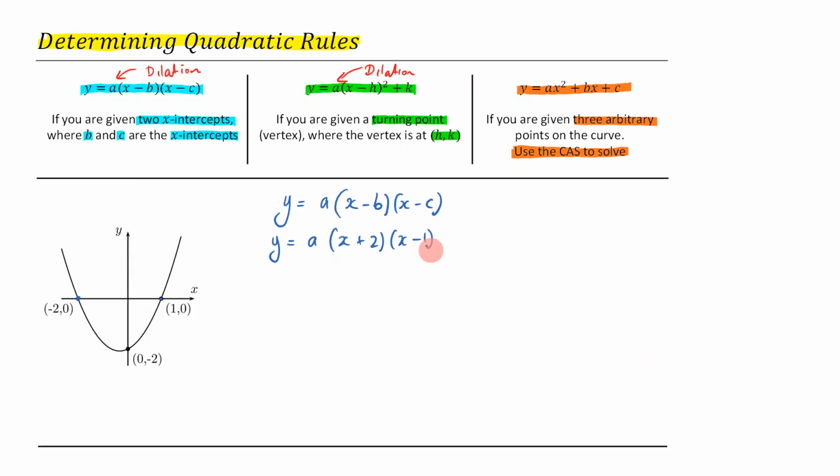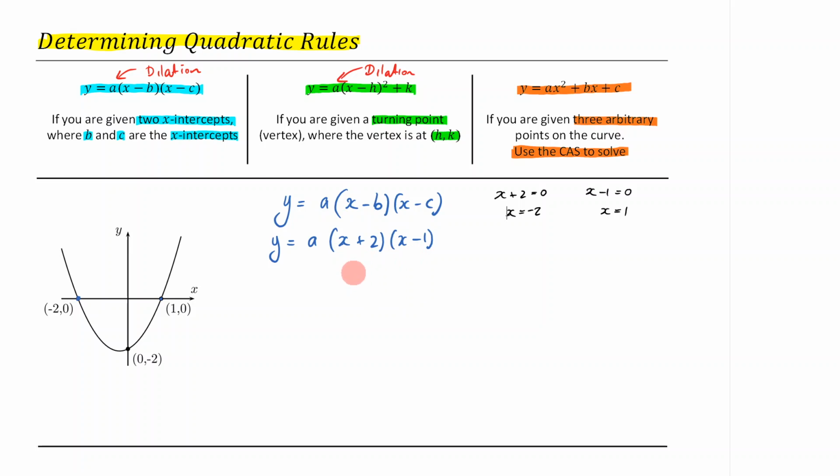Remember, you have to swap the sign of your x-intercepts, because if you were trying to solve for your x-intercepts by looking at this rule, remember what you would do here. Let me grab another color. You would take this x plus 2, set it equal to 0 and then solve for x. So x would be equal to negative 2, which is what you can see over here. Or for this one, you would take this, set it equal to 0 and then solve for x. So x is going to be equal to 1, as you can see here. So it's important that you're getting those signs correct.